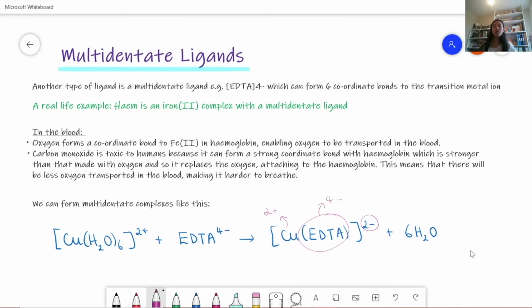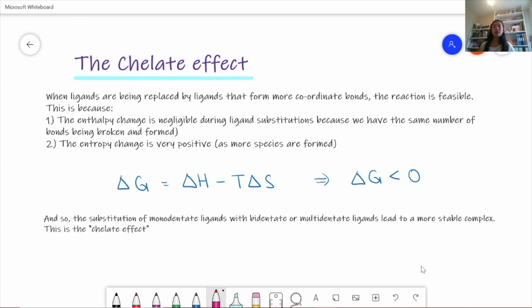And you can also see that the coordination number hasn't changed, because the coordination number here is 6, because there's 6 coordinate bonds attached to the copper, and for this complex it's also 6 because the EDTA forms 6 coordinate bonds with the copper 2+ ion. Now we're going to talk about something called the chelate effect. So when ligands are being replaced by ligands that form more coordinate bonds, the reaction is feasible.